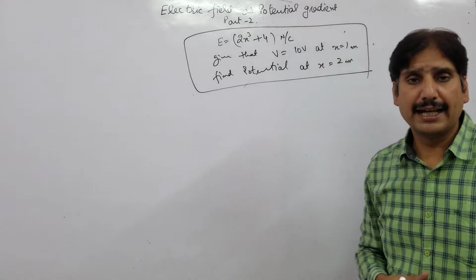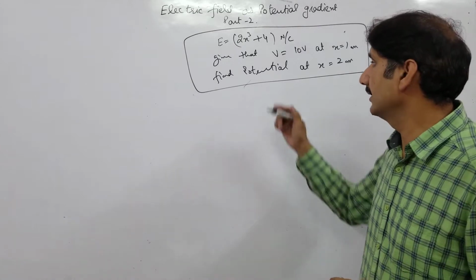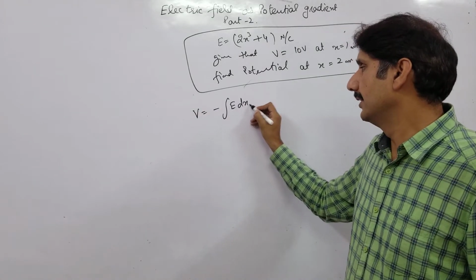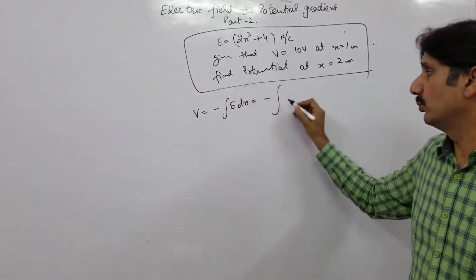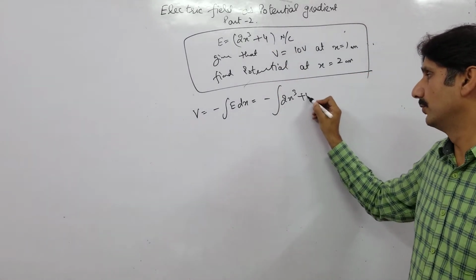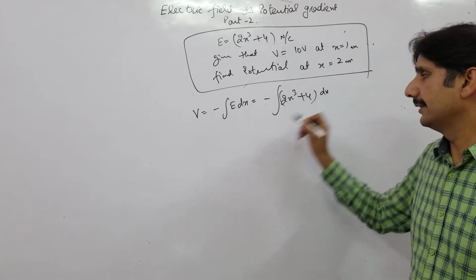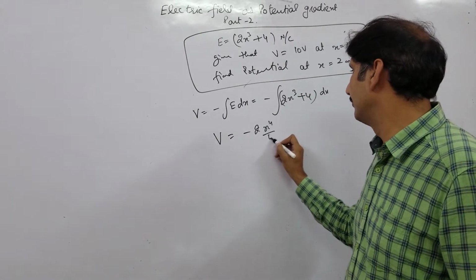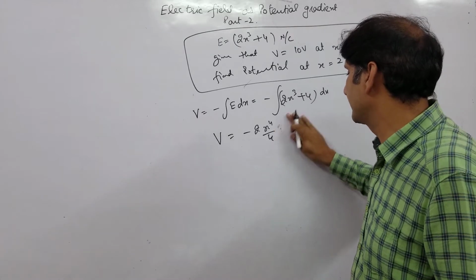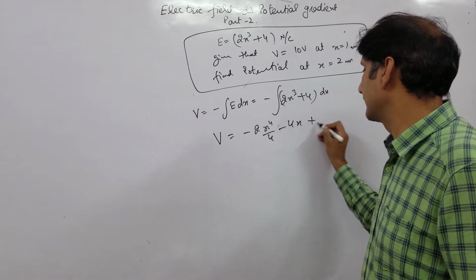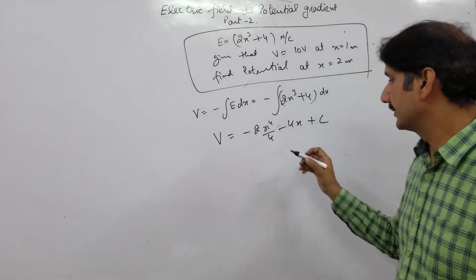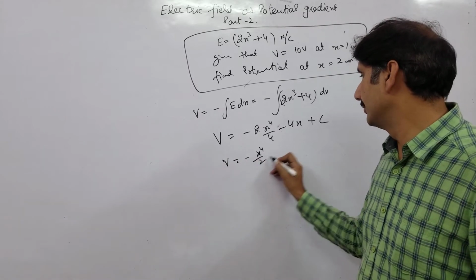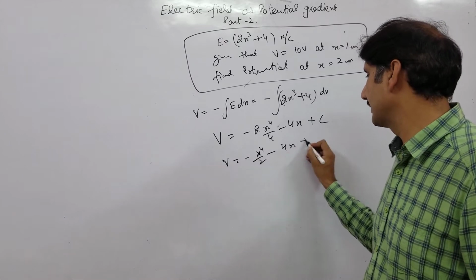So proceed as we did in the last part. How do you do it? V is equal to minus the integral of E dx. So the integration of E, which was 2x cubed plus 4, dx, becomes minus 2x to the power 4 by 4 minus 4x plus c. With a little simplification, V is equal to minus x to the power 4 by 2 minus 4x plus c.